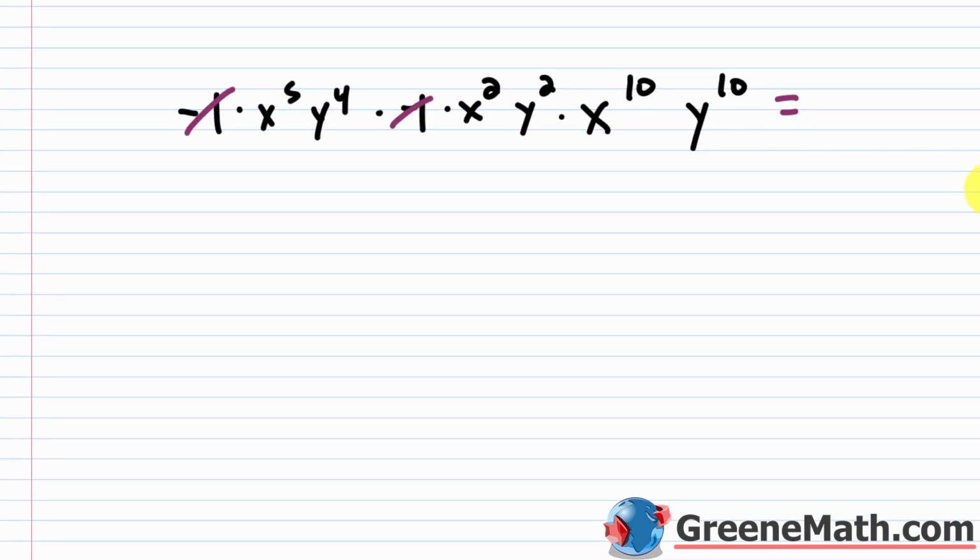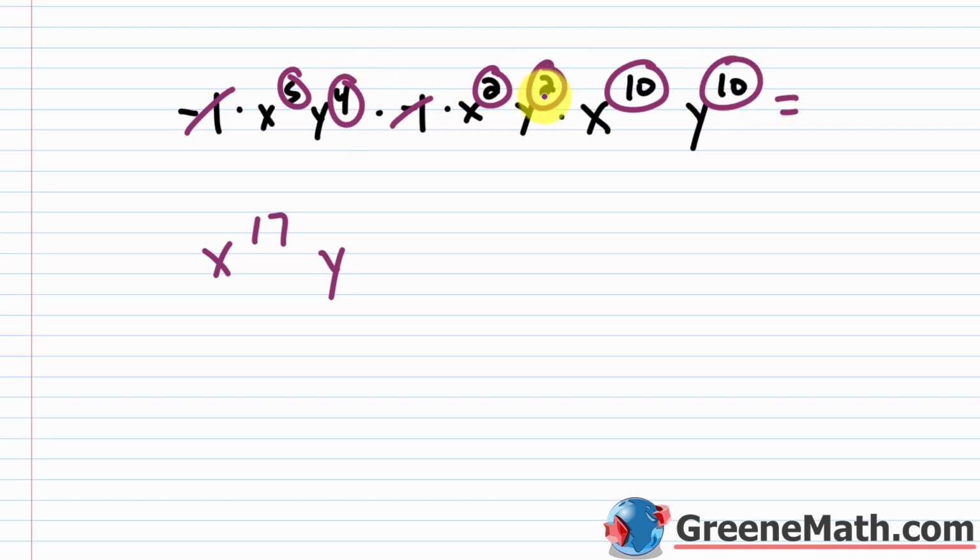Now let me scroll down and get some room. So all we have here is just straight multiplication. So I have x that's going to stay the same, okay? And I'm just going to add the exponents on all the x's. So I'm going to have this 5, I have this 2, and I have this 10. So 5 plus 2 is 7, 7 plus 10 is 17. And then we have our y here. Again, what's my exponent? So 4, then I have 2, and then I have 10. So 4 plus 2 is 6, 6 plus 10 is 16. So our end result here is going to be x to the 17th power, y to the 16th power.